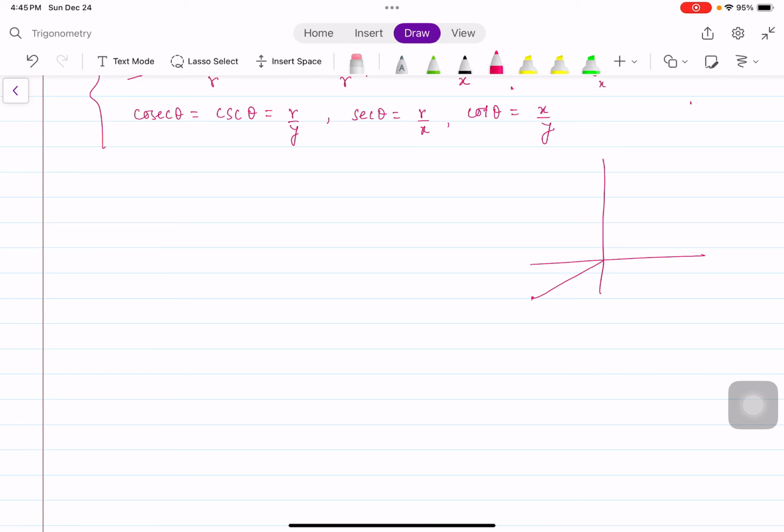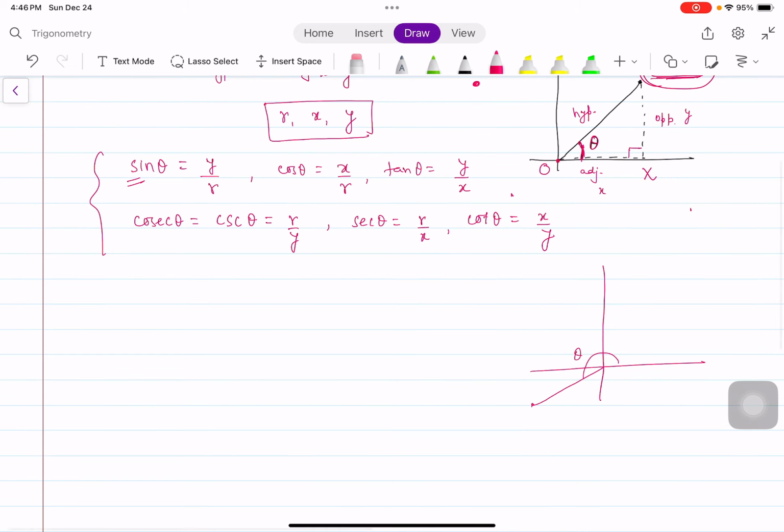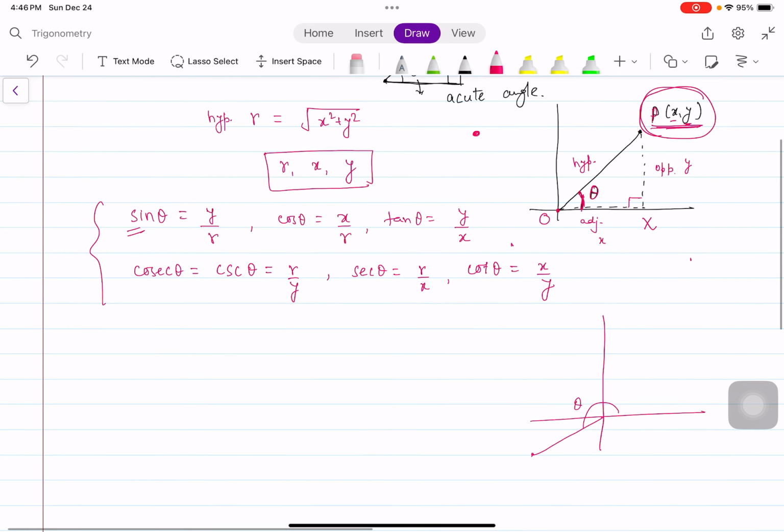What is theta in this case? This will be your theta in this case. So regardless of whether the angle is acute or obtuse, these trigonometric ratios still hold. But if you are given the distance, we will choose the sign accordingly. Accordingly means in which quadrant this point lies.